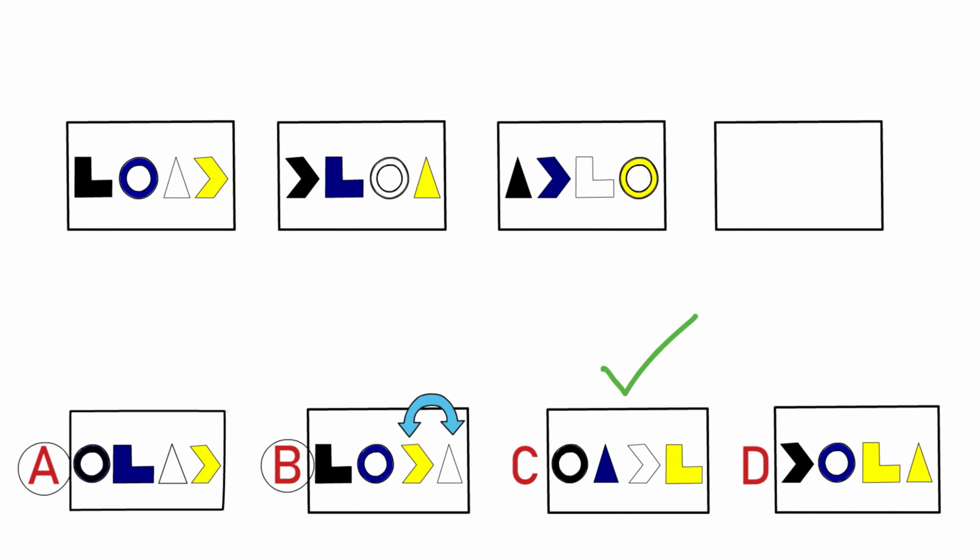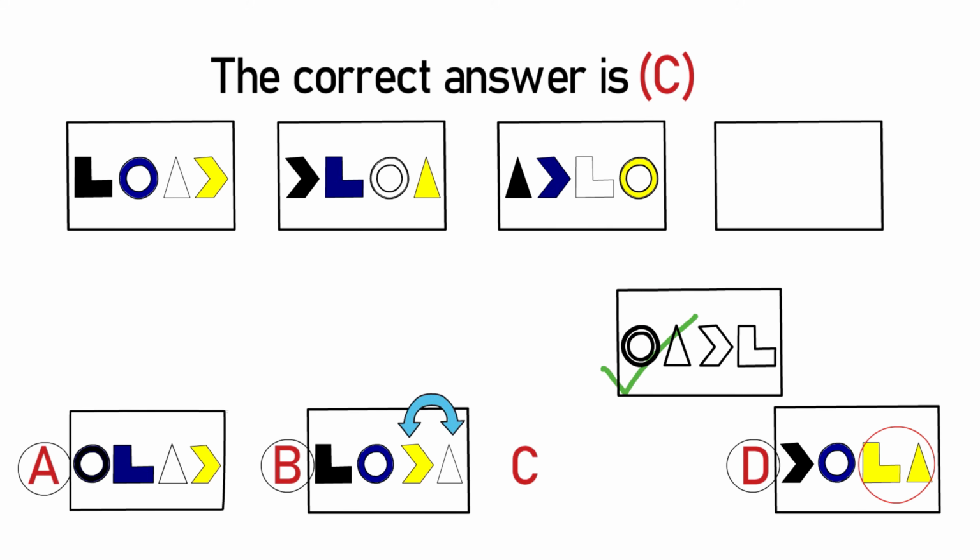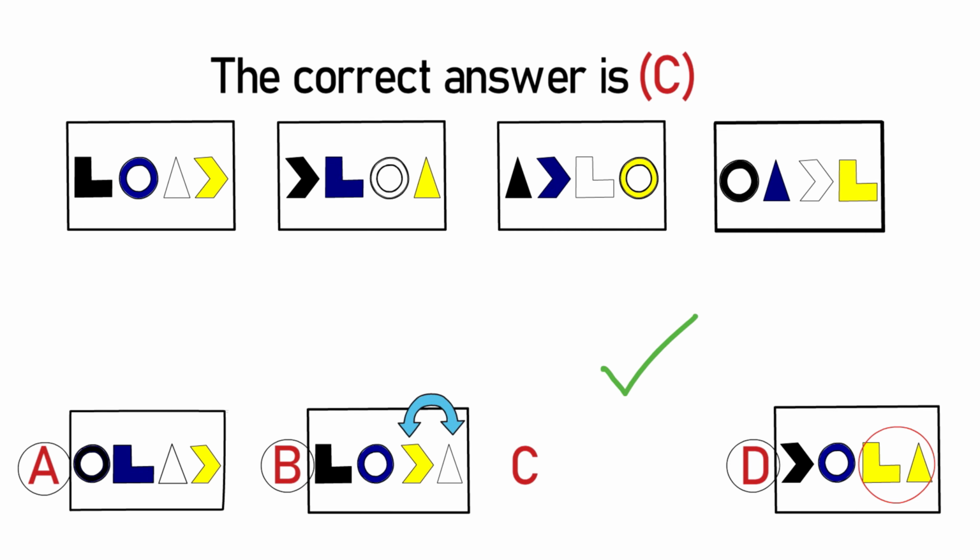Choice C is the correct answer. It does meet requirements for both patterns. And choice D does not match the color pattern. Two rightmost shapes are yellow. Hopefully you've nailed this question and now know how to answer similar problems on the test.